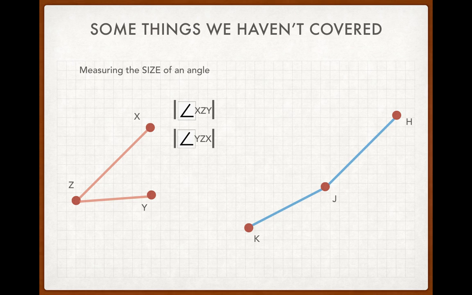And then if we look at the one on the right, if we're looking for the size of the angle HJK, it's the same as the size of the angle KJH. That would be written like that.